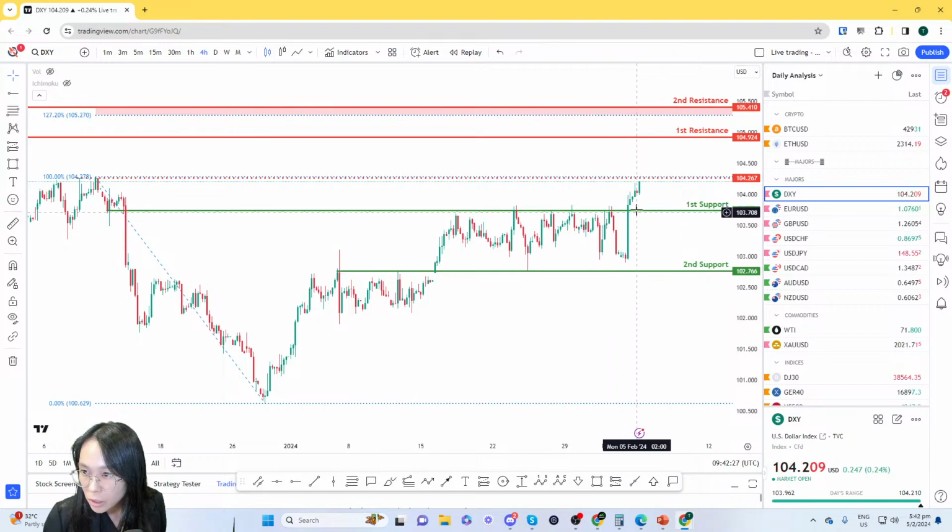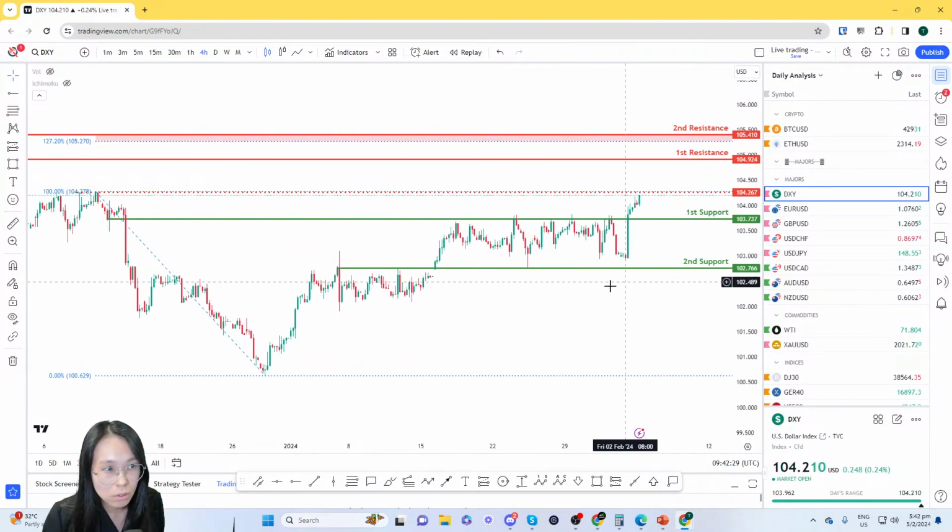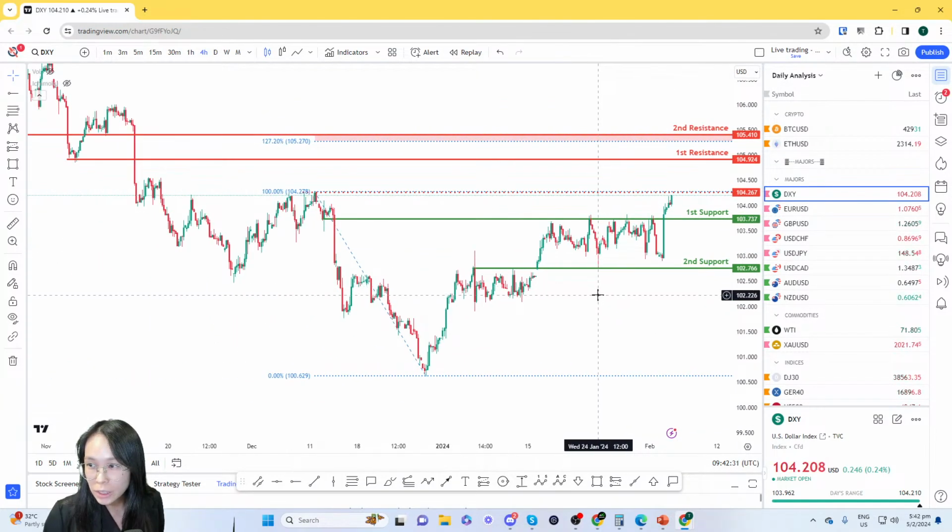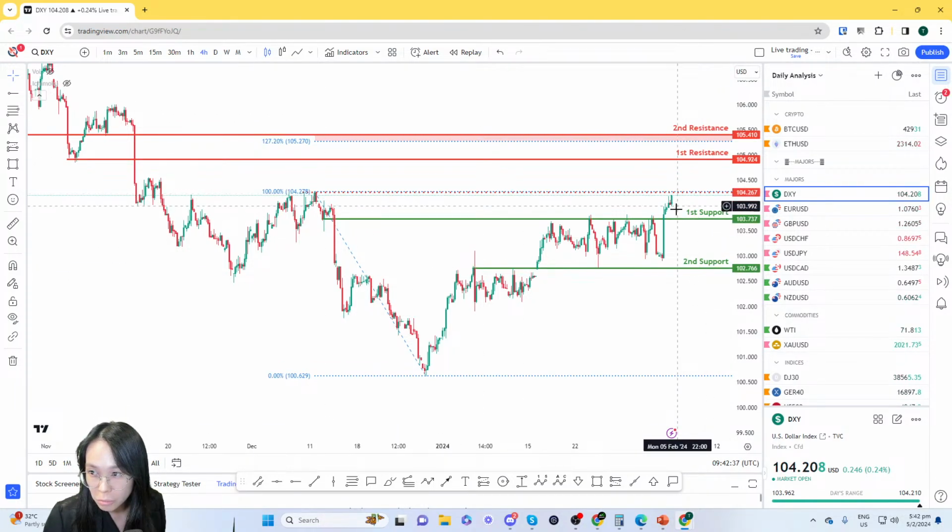Price is going up, so this will be for the dollar index. You can see that the price is rising towards the immediate resistance. After breaking the immediate resistance, it could rise further, higher to our first resistance level. Next up, let me look at the comments.